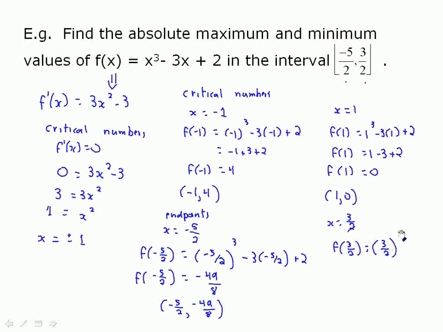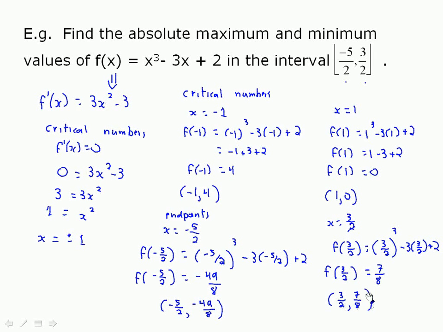3 divided by 2, or 1.5, cubed, minus 3 times 3 over 2, plus 2. So 1.5 to the exponent of 3, minus 3 times 1.5, plus 2. And again, decimalize that. You'll get 0.875, and I think it will turn into 7 over 8. So our ordered pair, I'll write it out in 2 steps. F at 3 over 2 is equal to 7 over 8. So this one becomes 3 over 2, comma, 7 over 8.